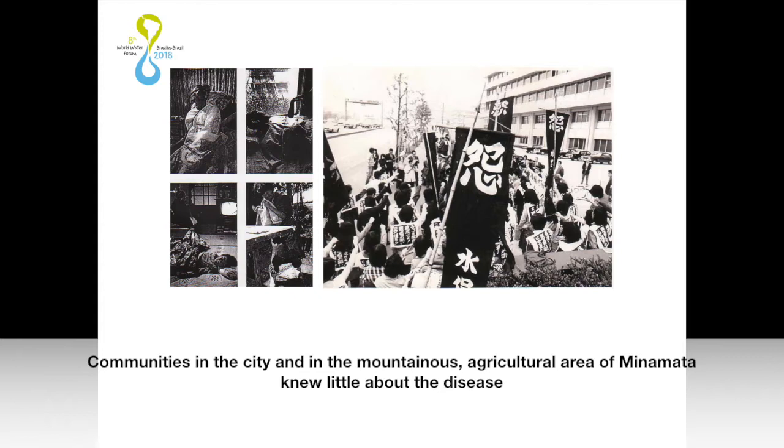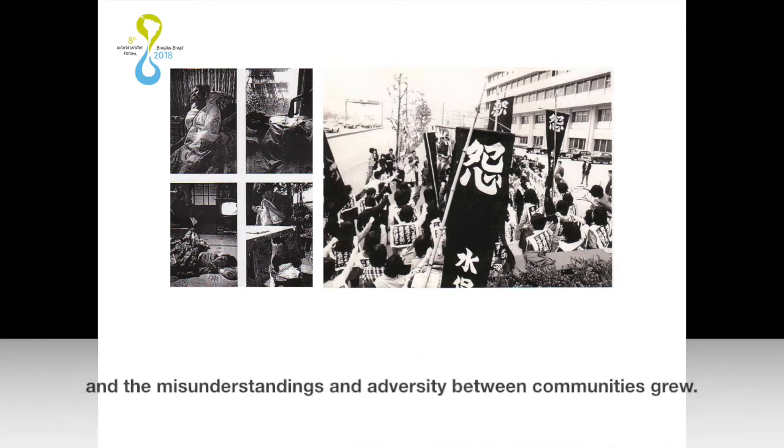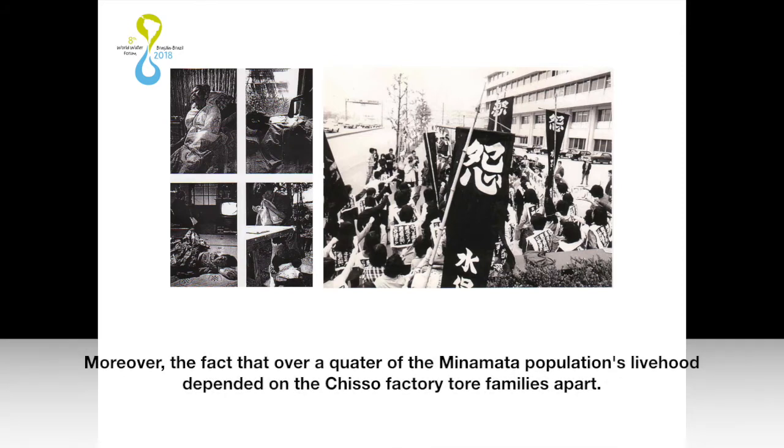Communities in the city and in the mountainous, agricultural areas of Minamata knew little about the disease, and the misunderstandings and adversity between communities grew. Moreover, the fact that over a quarter of the Minamata population's livelihood depended on the Chisso factory tore families apart.